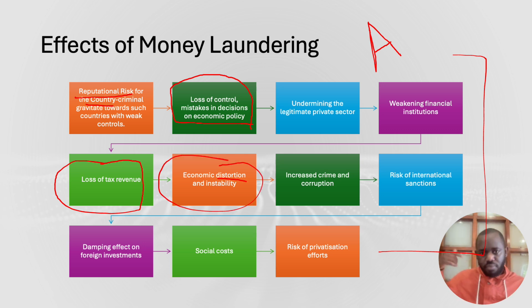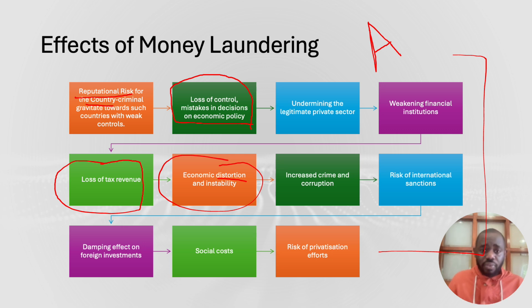We also have what we call the economic distortion and instability of a country. Again, we have a lot of money gotten through corruption. We have people who are working in the legitimate private sector. And eventually, of course, over a certain period of time, we're going to have economic distortion as a result of money laundering, which is one of the points that I will be exploring as part of this series.